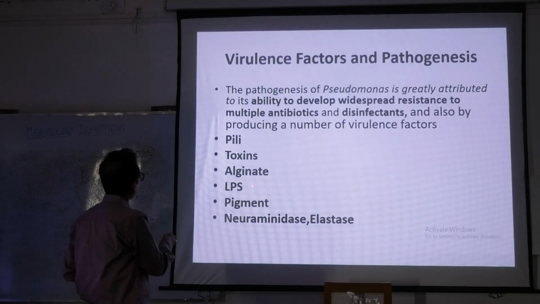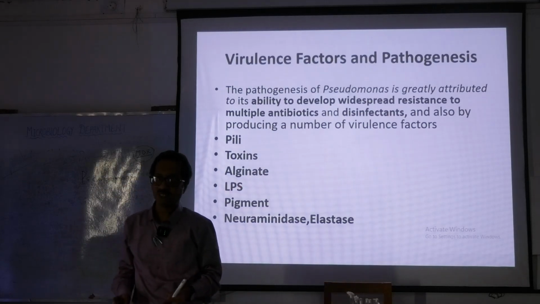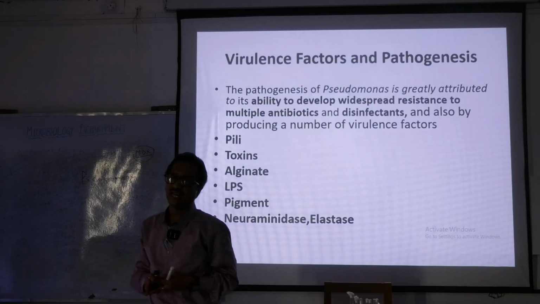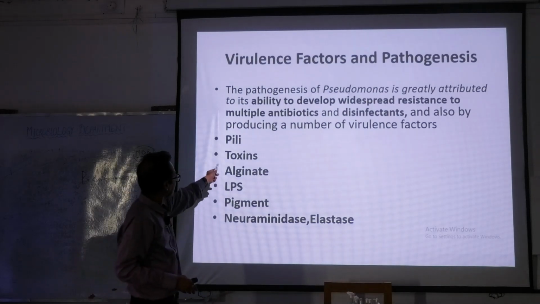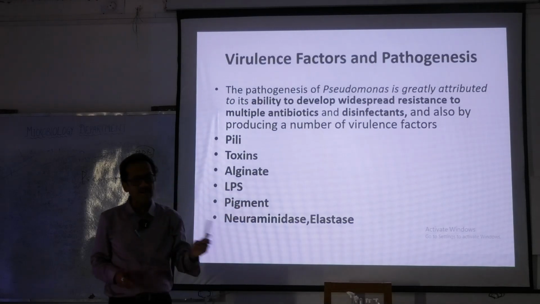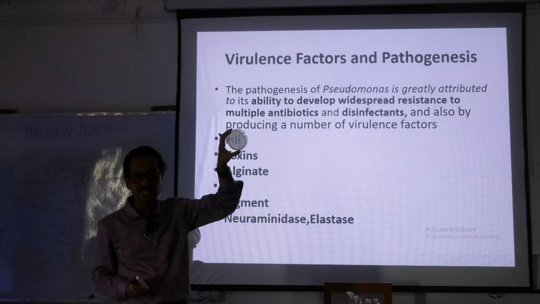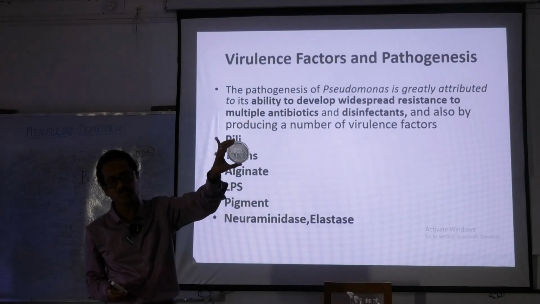And LPS, what is LPS? Lipopolysaccharide. Most gram-negative bacteria have LPS in their wall. I am coming to toxins later. Then the pigment, even the pyocyanin pigment, you can see the green pyocyanin pigment. This is of the Pseudomonas colony.